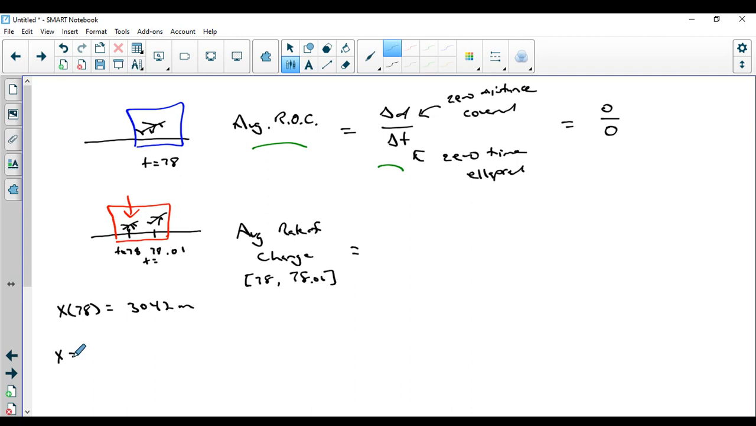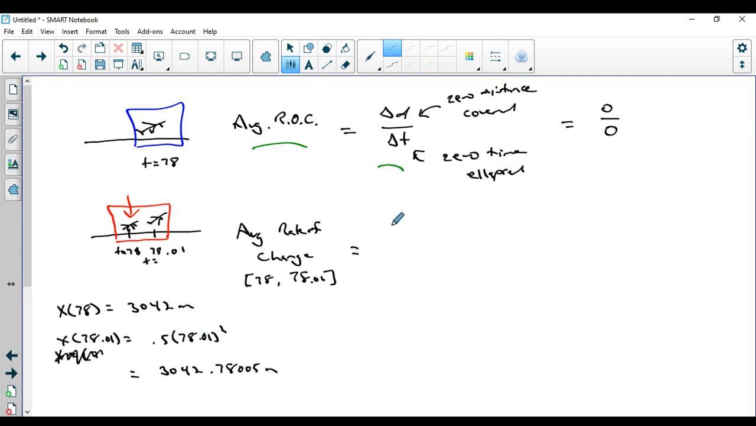Well, now I'd have to do x of 78.01. So 0.5 times 78.01 squared. That's the formula that I gave you. Convenient enough. And if you do this, you get 3,042.78005 meters. So not much further, which makes sense because it's only 0.01 seconds later.